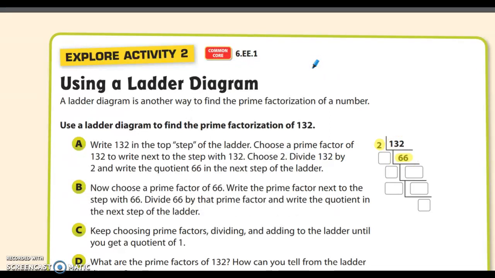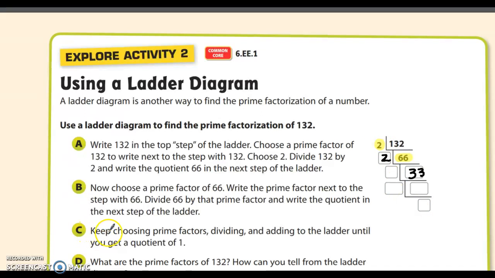Now we're just going to go ahead and keep going. Now choose a prime factor of 66. Write the prime factor next to the step with 66. I'm going to choose 2 again. And how many times does 2 go into 66? It's 33. So our answer is going to be in this section, and these are going to be our prime factors.